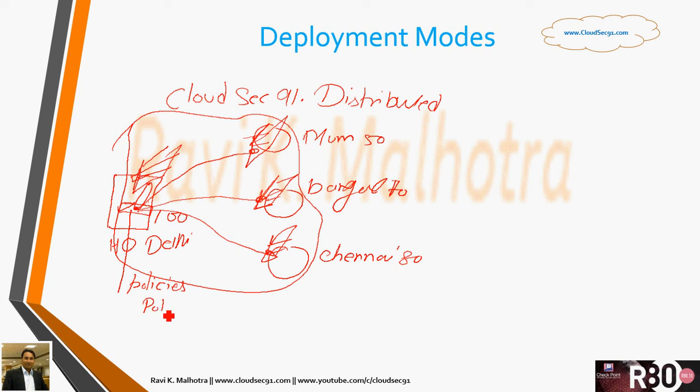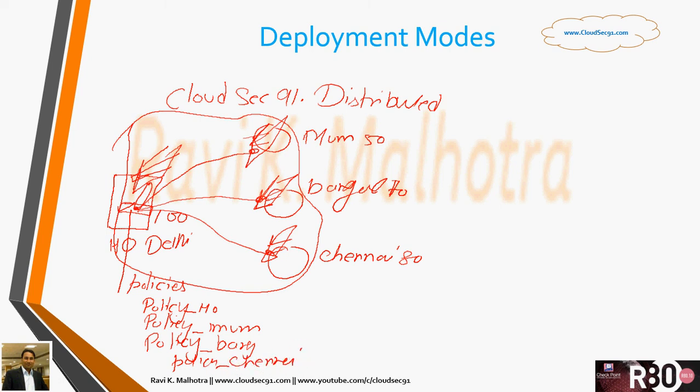So here you will have different policies. One policy underscore head office. You will have a policy underscore Mumbai, policy underscore Bangalore, policy underscore Chennai.